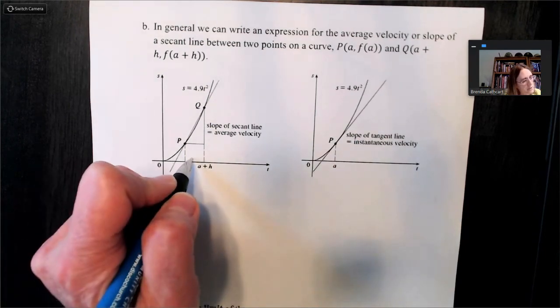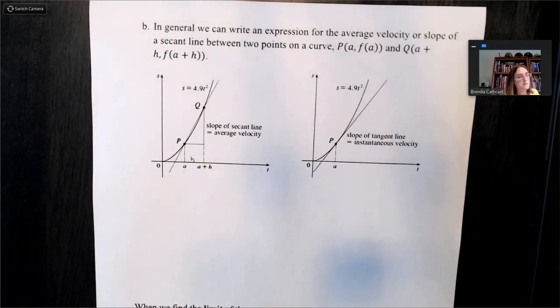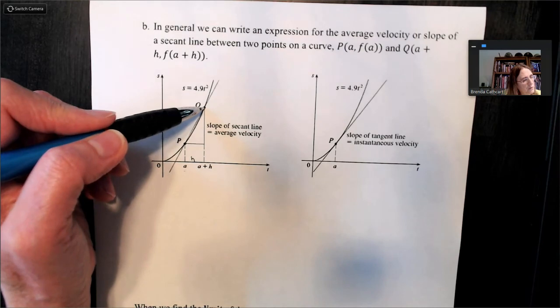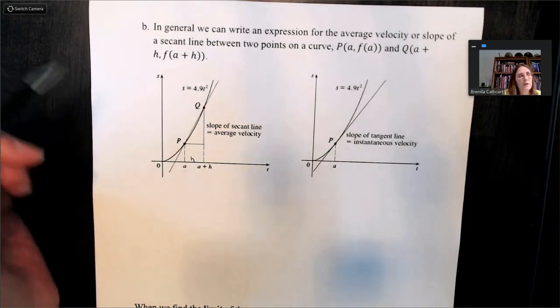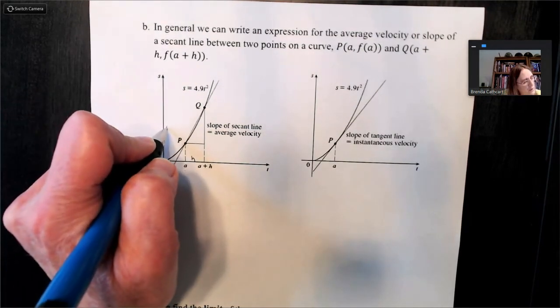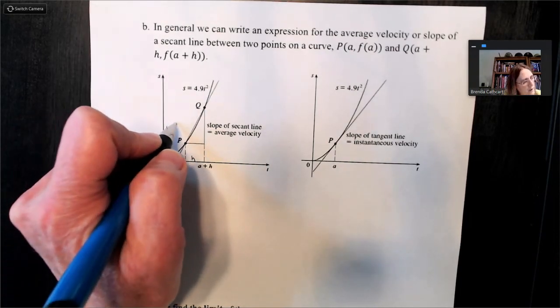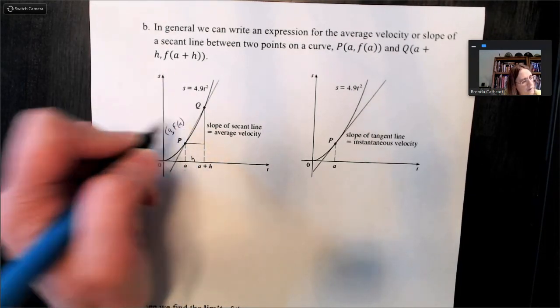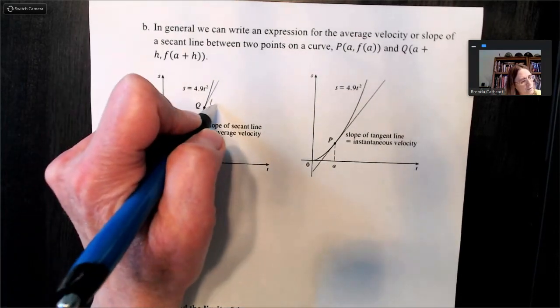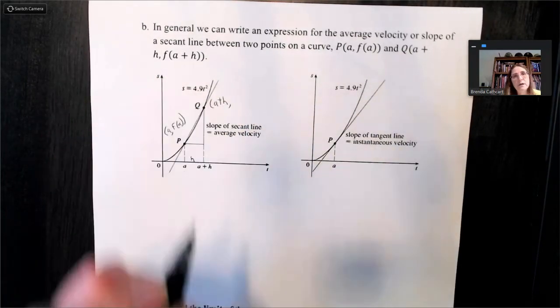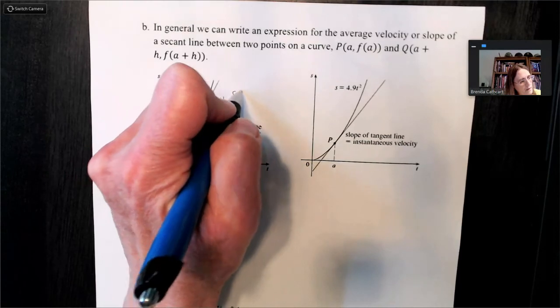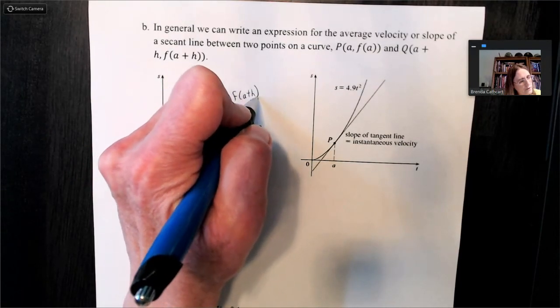Of course, the difference between that is a distance of H. And then we go to our point Q. So P has coordinates A, f of A, and Q has x-coordinate A plus H, and f of A plus H.